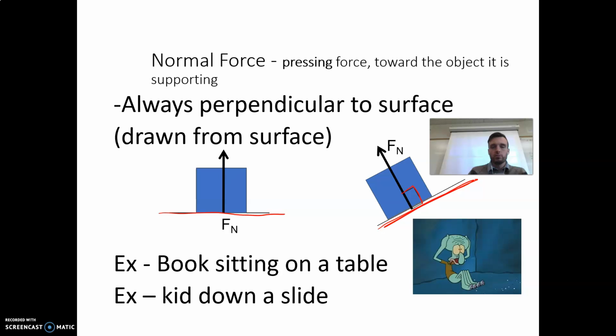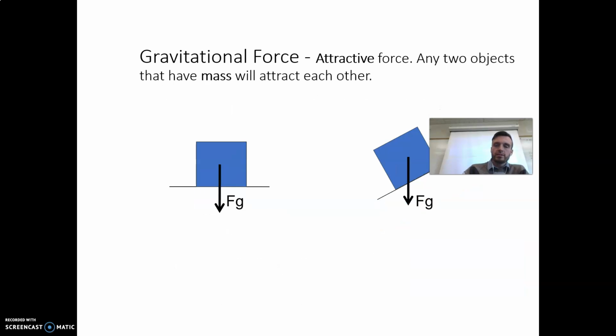So a book sitting on a table or a kid going down the slide could be represented by these blocks, these free body diagrams with the forces indicated, the normal force as we see in those two right there. So that's normal force. Again, if you need to pause at any time to keep up with the notes, feel free to do so. Gravitational force, all right?